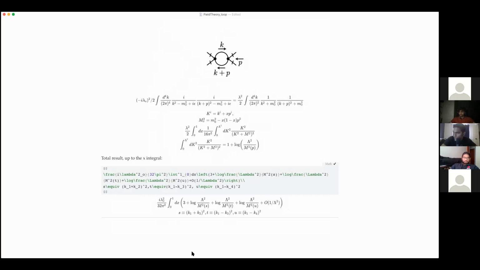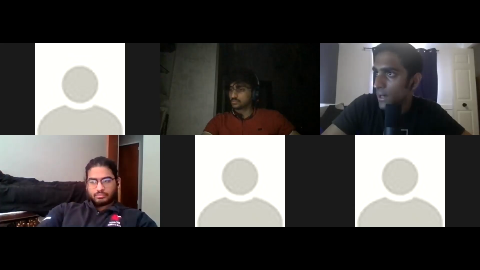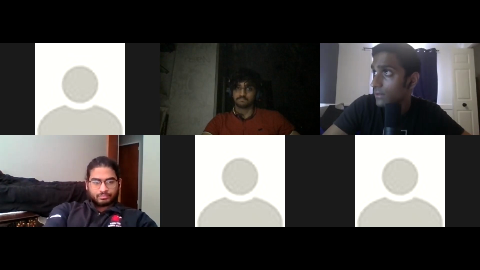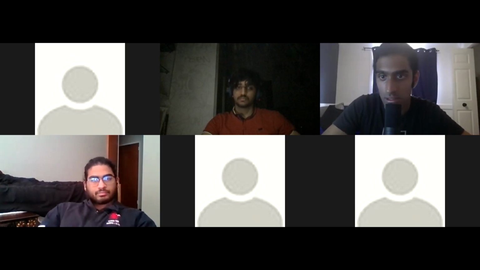So let's see if we can get Mathematica to do this integral. It might not be entirely necessary when we're just deriving RG flow equations, because we're just going to be looking at derivatives with respect to lambda of everything. But let's see if we can still get the full result. Okay, so if we're ready, then I will switch screen sharing to Mathematica.